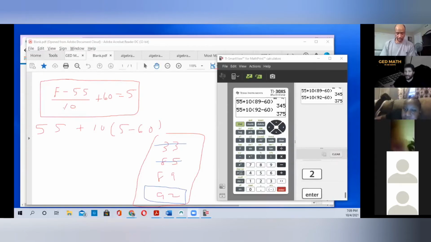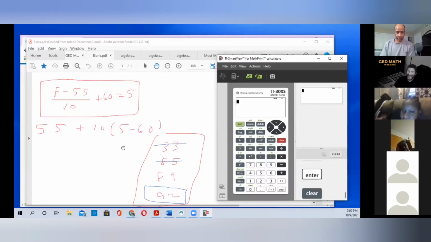Now, another way you could have done it is, again, how we did it before. Instead of using S, I'm gonna use X. So I'm gonna say 85 store X. And remember, you can use any variable you want, 55 plus 10 times X minus 60. I just changed the variable from S to X, right? So I put 85 in, did I get 375? No, okay. 89 store X.